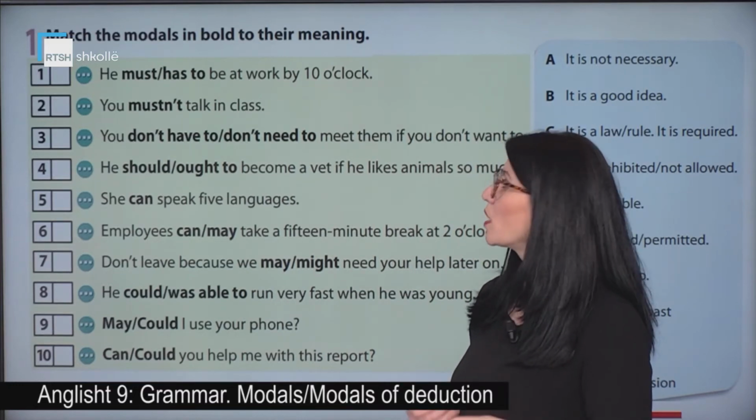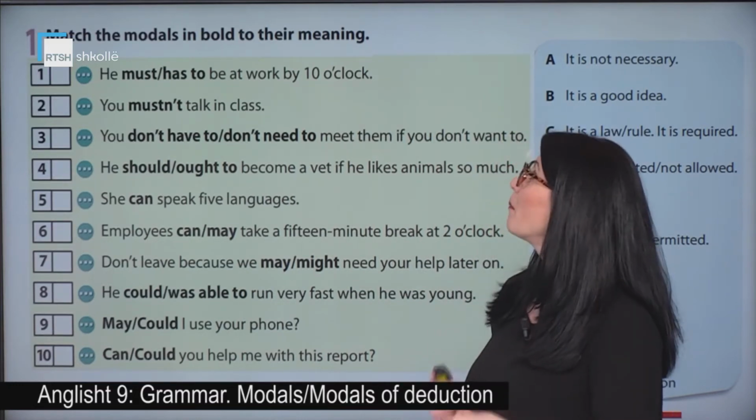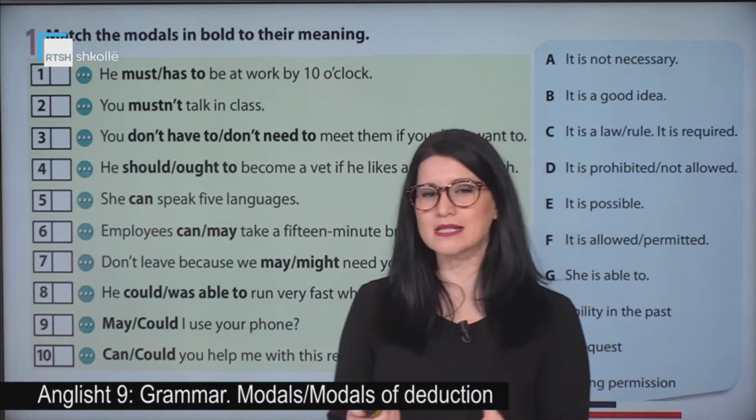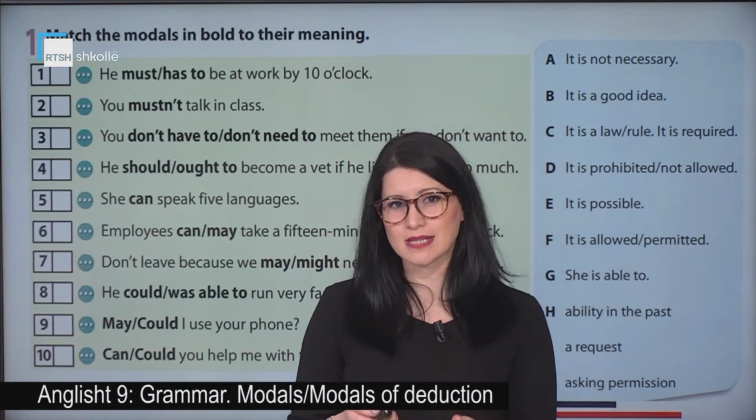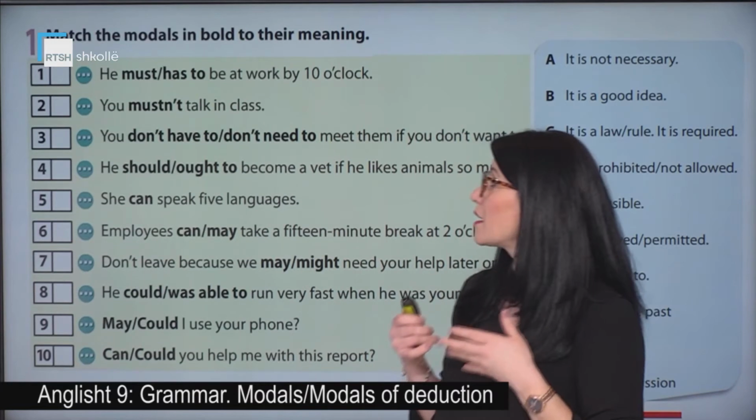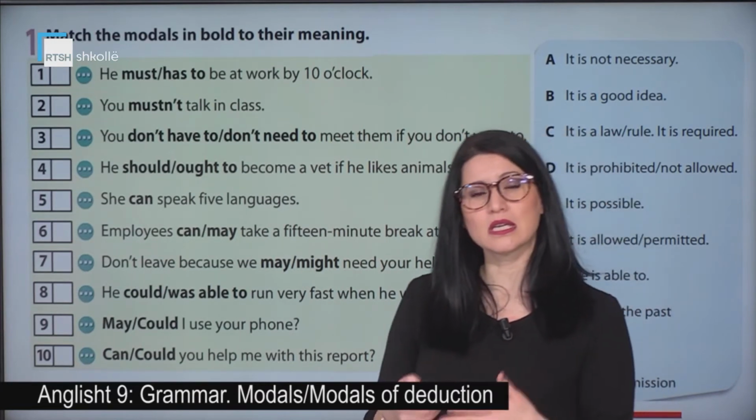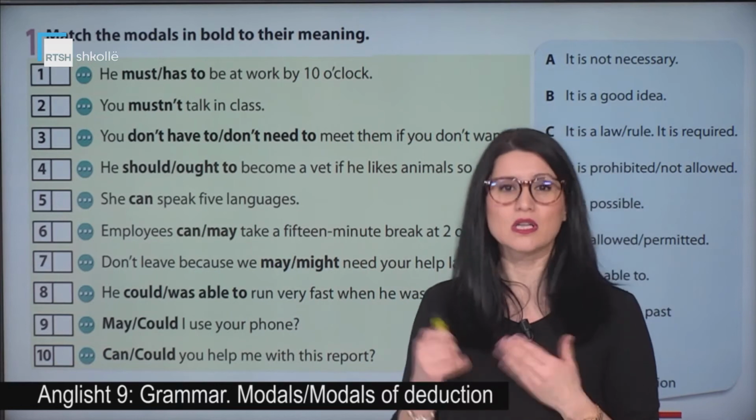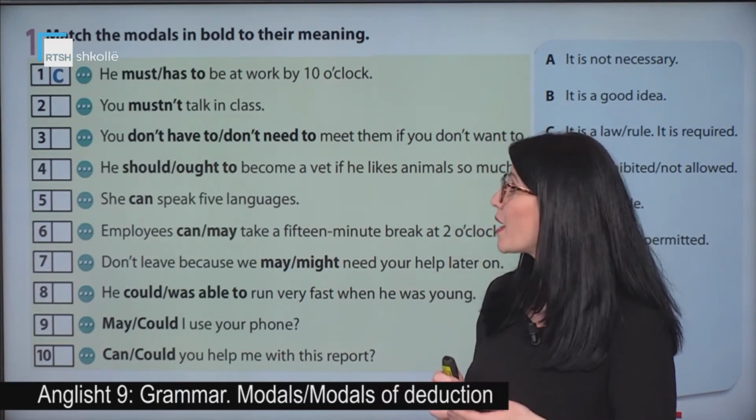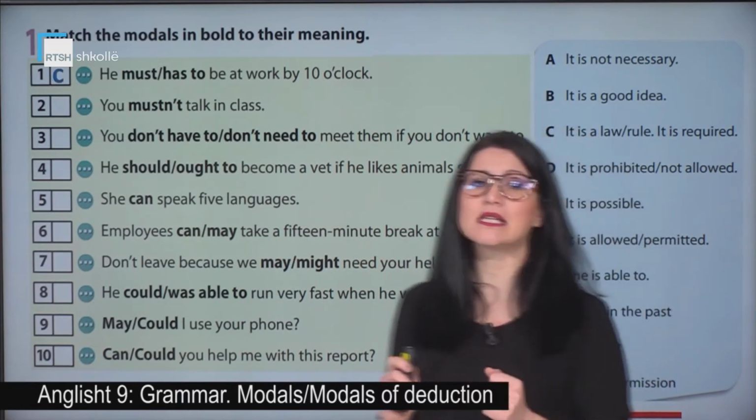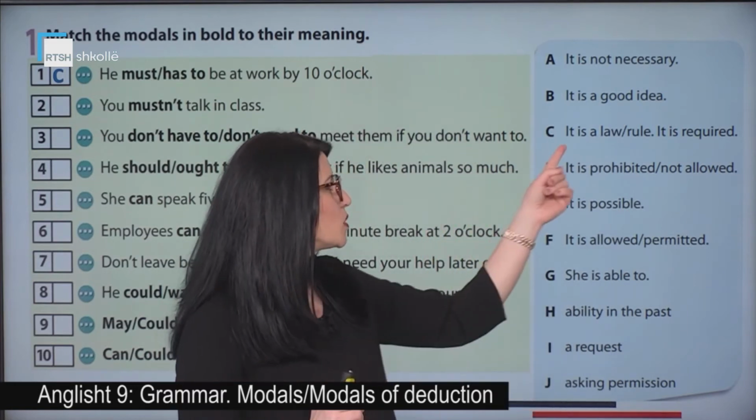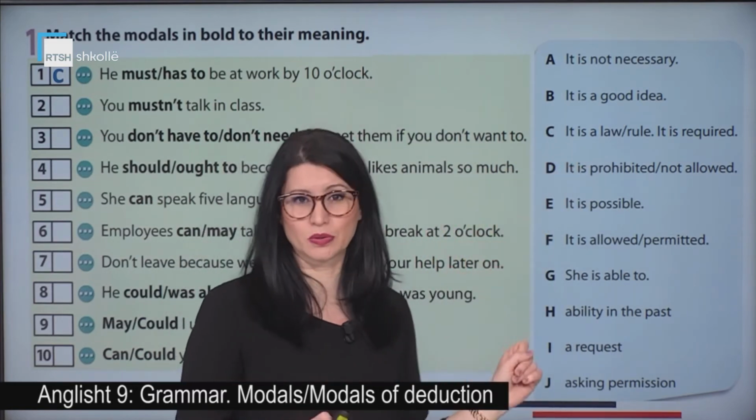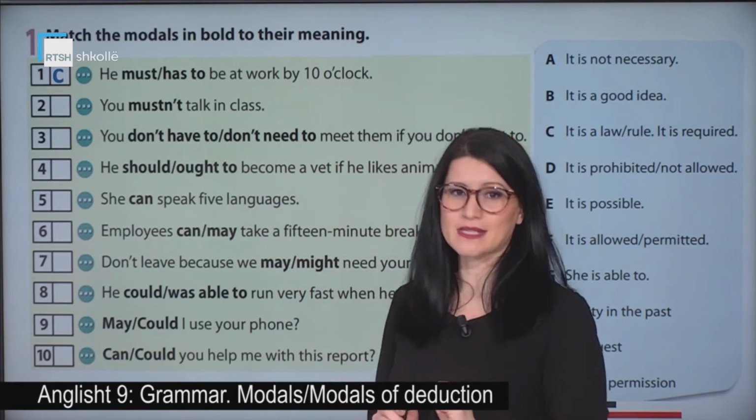He must or has to be at work by 10 o'clock. So what does this sentence express? This sentence expresses that he is obliged to do something. He is obliged to be at work by 10 o'clock. So what does the word must or has to express? It is matched with C, which means it is a law or a rule. Let's go on with the other sentence.